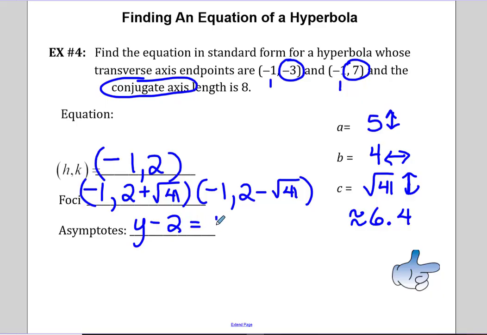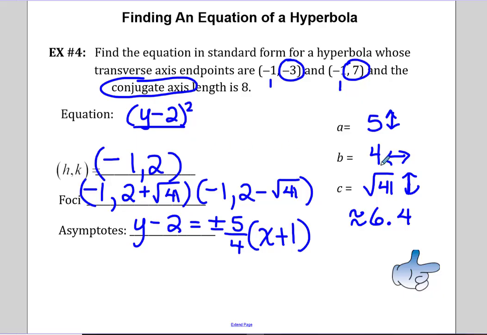y minus 2 equals plus or minus the slope, 5/4, times x minus -1. So our asymptotes are there. And then the equation itself would be (y minus 2) squared over 25 minus (x plus 1) squared divided by 16 equals 1.